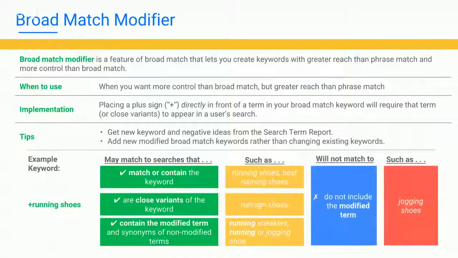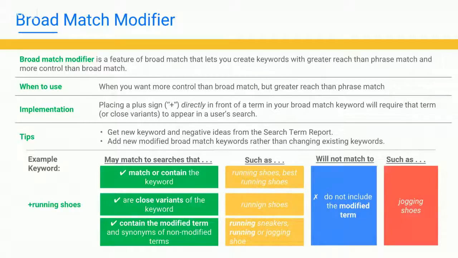Yeah, thanks, Rachel. So our next keyword match type here is going to be a little bit more specific. It's still a version of broad match, but it's called broad match modifier. What this would essentially do is, again, it's still broad match, but if you put a plus sign directly in front of a term, the key difference there is it's going to be a little bit more specific. What I mean by that is each of those words has to be in the search or close variants of those words, but they can still be in any order.